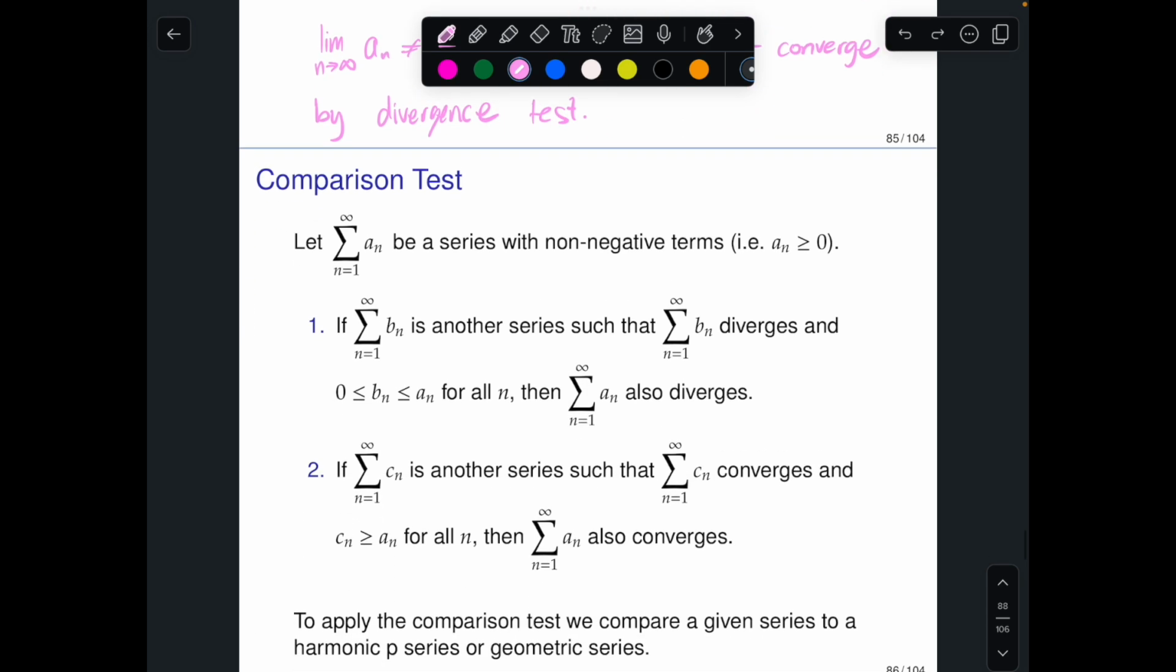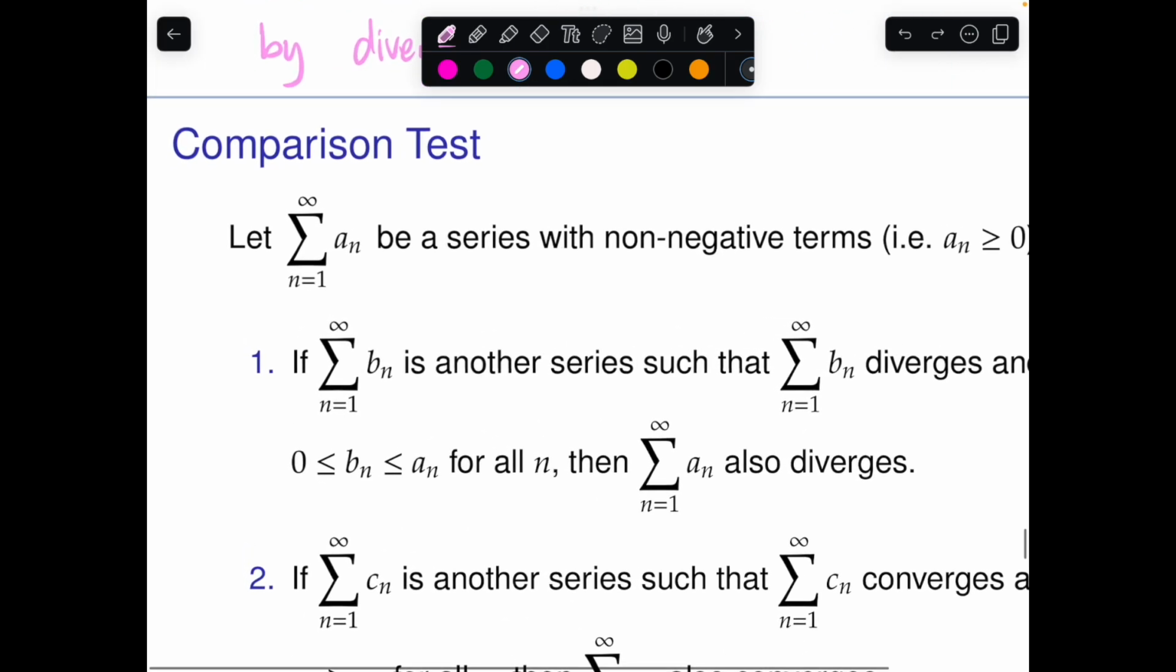So first, let's go over the conditions that you need to be able to do the comparison test. I think it's really helpful, at least for me, to break that down into steps that you do when you're approaching one of these questions. So first, you say a_n is a series with non-negative terms. Your first line of working should essentially be showing that this is true. So you should be specifying that a_n is always greater than or equal to 0.